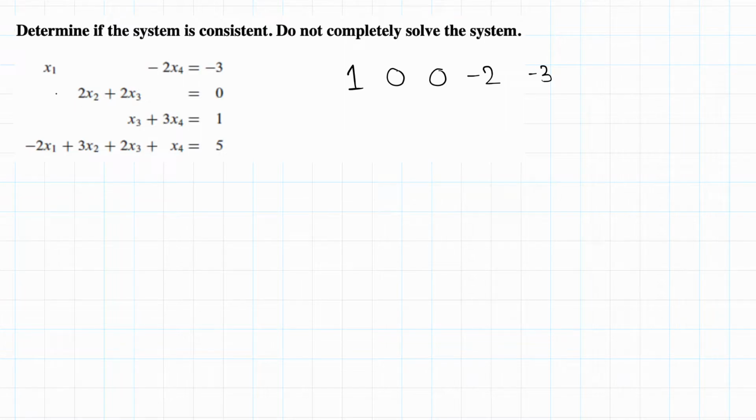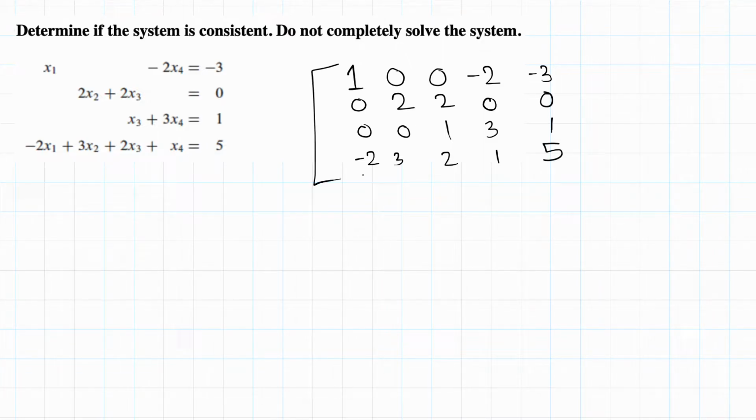For the second equation, there is no x1, so 0, 2, 2, there is no x4. Oh, it's kind of given nicely, so 0, 0. Third equation, the first 2 variables are absent, so 1, 3, 1. Here -2, 3, 2, 1, and 5. Okay, this is the augmented matrix of this system.